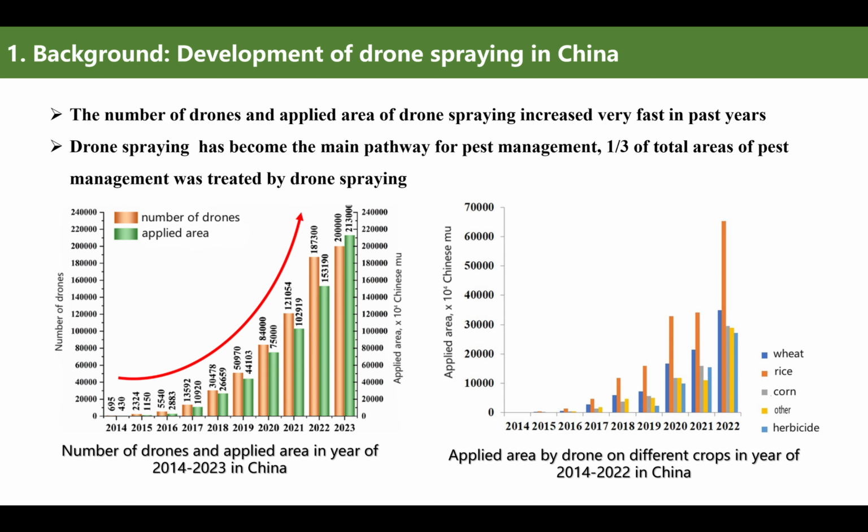From these 2 pictures, you can see the number of drones and applied area of drone spraying increased very fast in the past years. Drone spraying has become the main pathway for pest management. About 1/3 of the total area of pest management in China was treated by drone spraying.